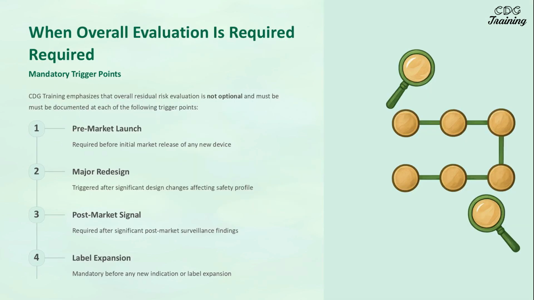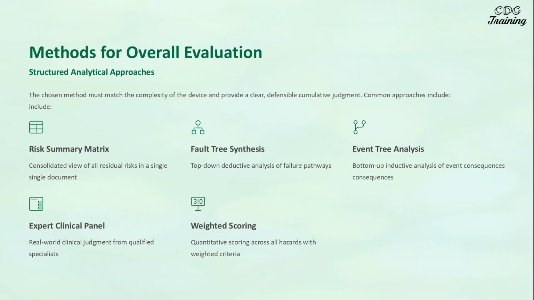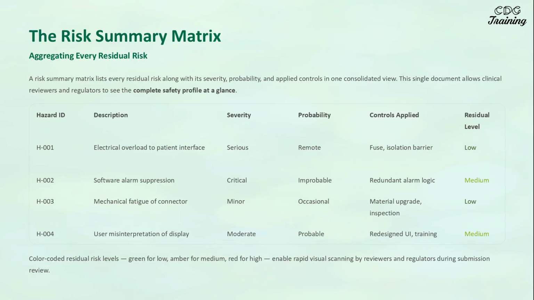Evaluating overall residual risk is mandatory at key stages, such as pre-market launch and major redesigns, to ensure ongoing safety and compliance. Choosing the right evaluation method is crucial. Options include risk summary matrices, fault tree synthesis, and expert clinical panels, each providing unique insights. A risk summary matrix aggregates all residual risks, offering a clear visual of safety profiles. It's a vital tool for regulators and reviewers.